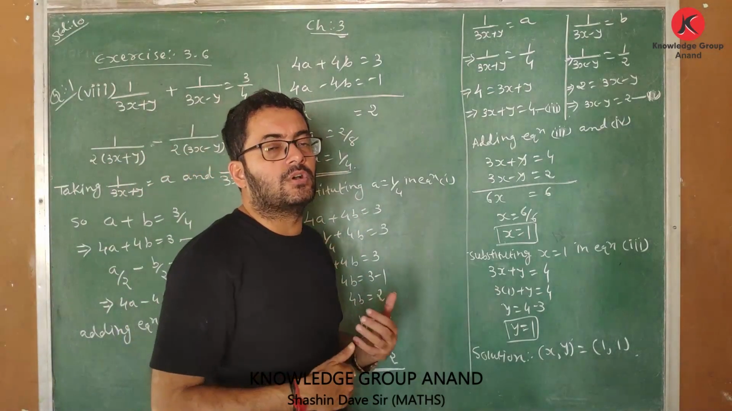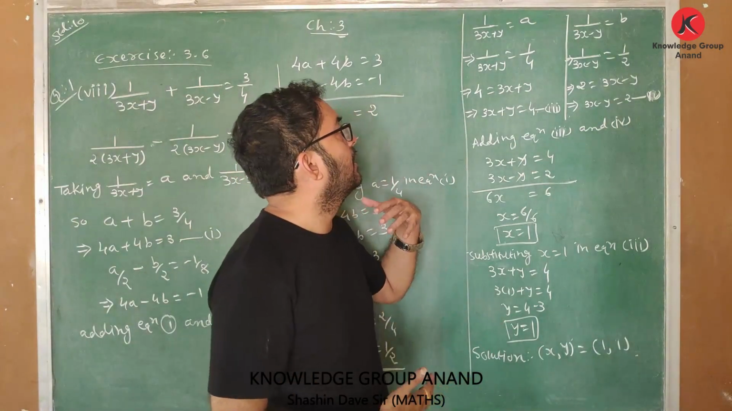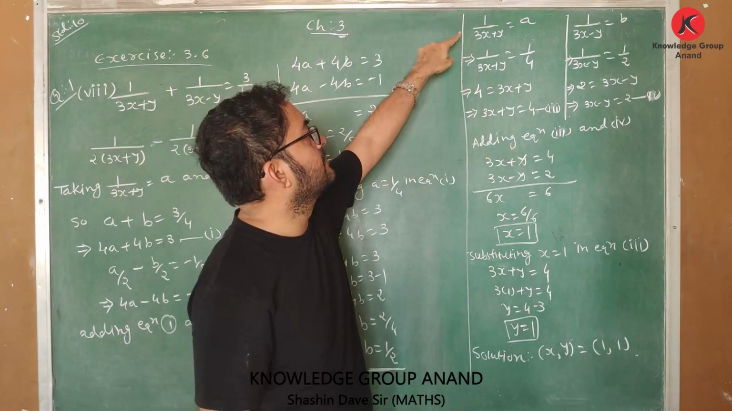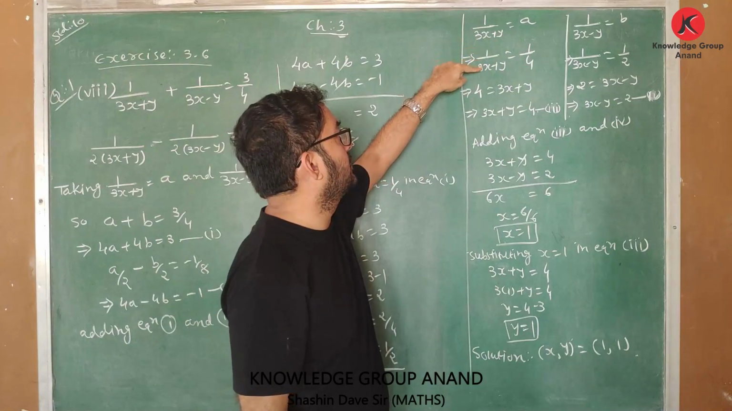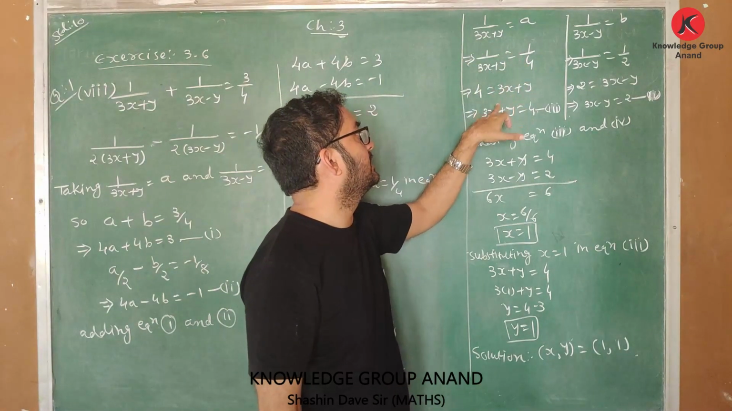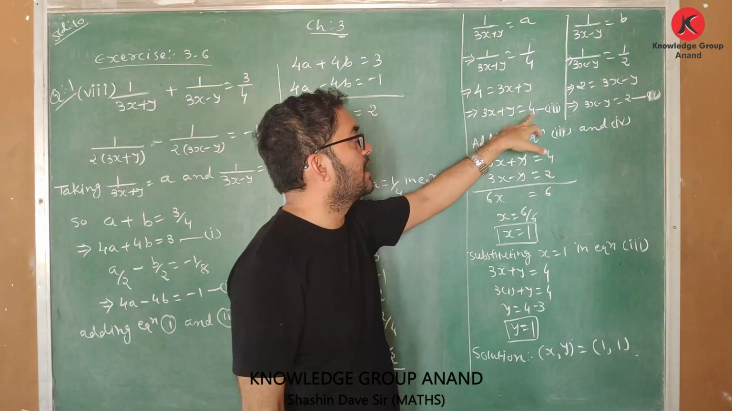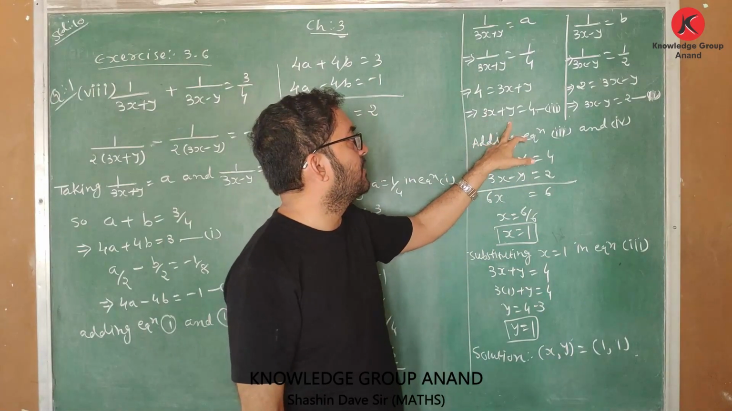To find the values of x and y, as we did in the previous sums, we will go to the assumption part. Now what was our assumption part? My assumption says that 1 upon 3x plus y was taken as a. So 1 upon 3x plus y is equal to 1 upon 4. When you cross multiply, 3x plus y 1s are 3x plus y is equal to 4 1s are 4. So a new equation has been formed over here which says 3x plus y is equal to 4.